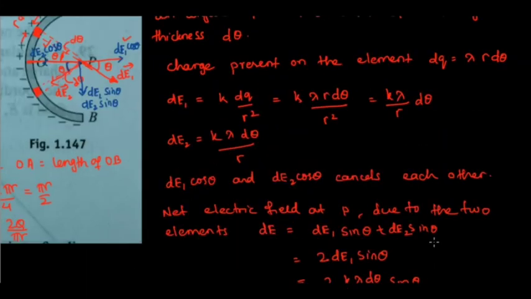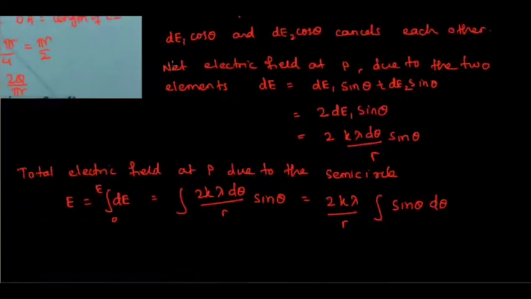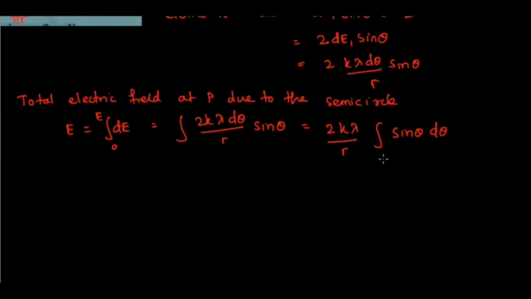And here what will be the value of the limit of theta? Theta will be from 0 to pi by 2, because if you choose the element somewhere here, then the angle will be 0 degree, and you can choose the element maximum up to this point. So when you choose the element here, the angle will be pi by 2. Is that clear? So the limit will be from 0 to pi by 2.